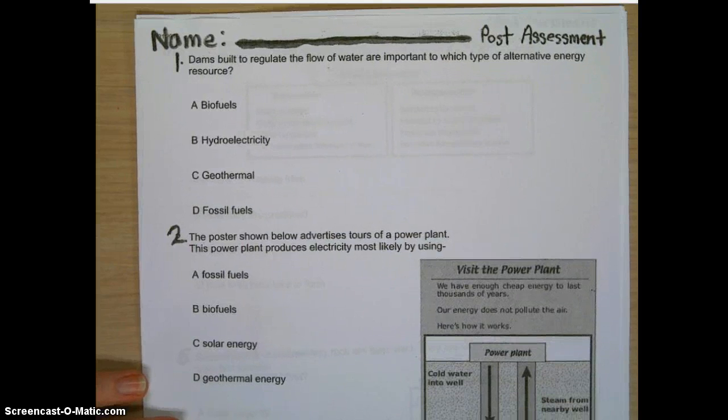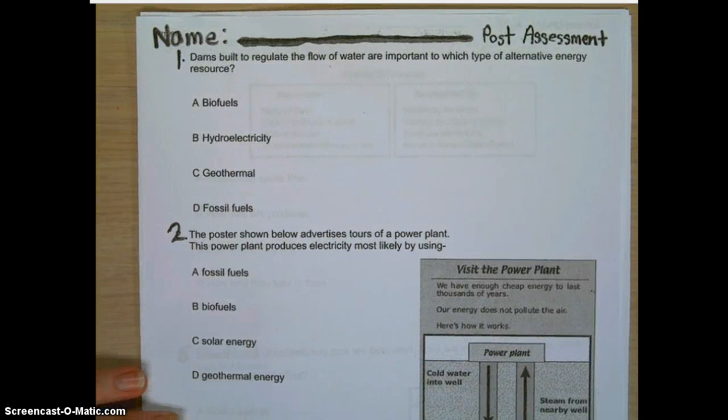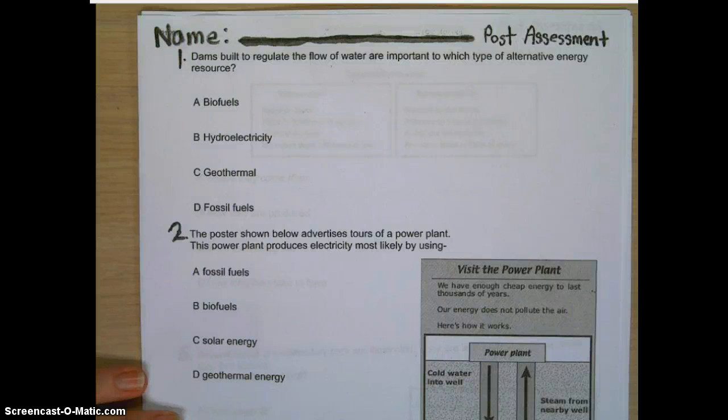Question number 1. Dams built to regulate the flow of water are important to which type of alternative energy resource? A. Biofuels. B. Hydroelectricity. C. Geothermal. D. Fossil fuels.